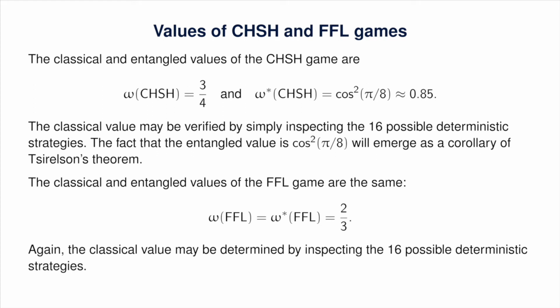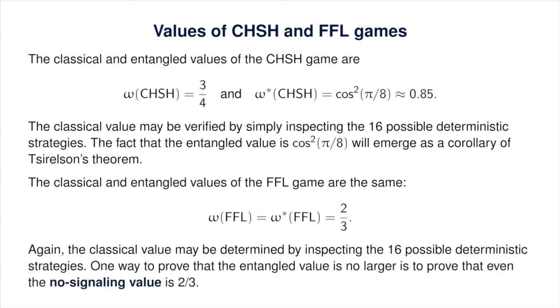To prove that the deterministic value is equal to 2/3, one may again simply check all 16 possible deterministic strategies. There are various ways to prove that the entangled value is also 2/3, and one way to do this is to prove that the value of this game is 2/3 even for so-called no-signaling strategies, which are a larger class of strategies than entangled strategies, and they can be very easily analyzed through the use of linear programming.